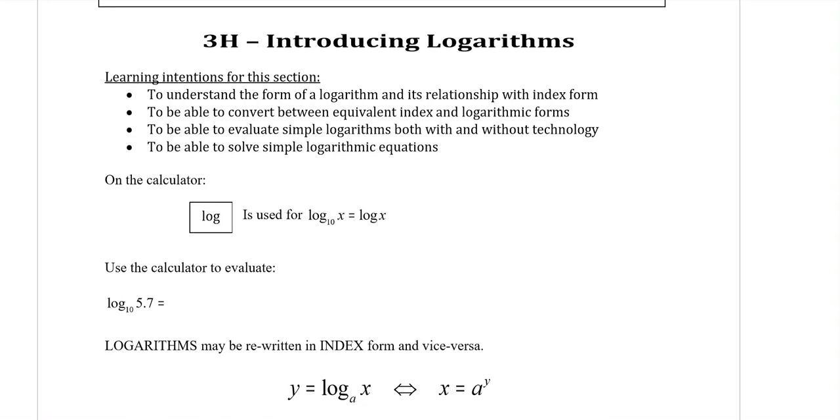Okay, so time for some logarithms. On your calculator, there is a button that says the word log. So L-O-G, log. That is for logarithms that have a base of 10. So you see this here, we have a log with a little 10 down the bottom of x, or sometimes they might even skip the 10 and just write log x. Either way, both of those things mean a base of 10, and we use the log button.